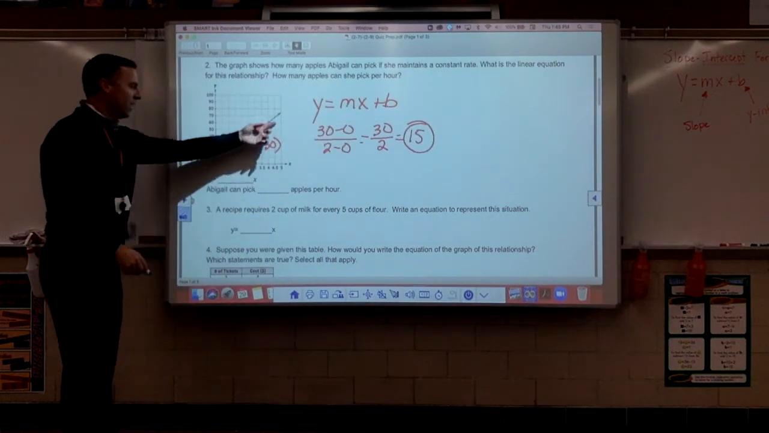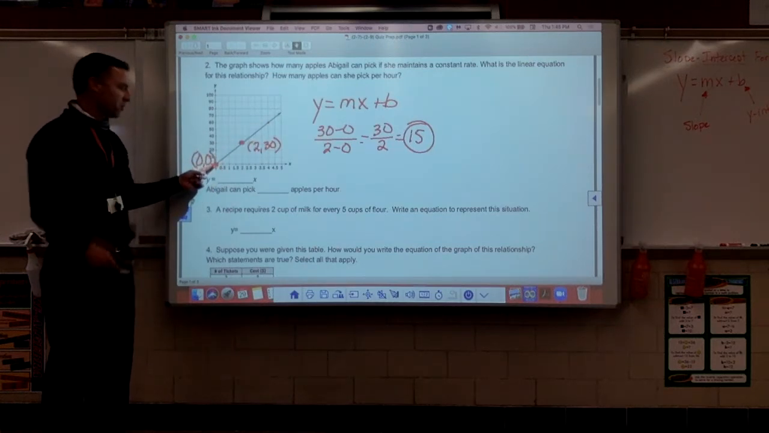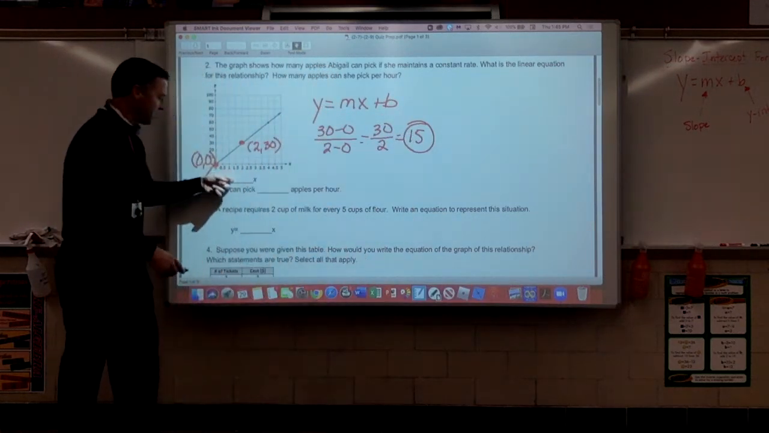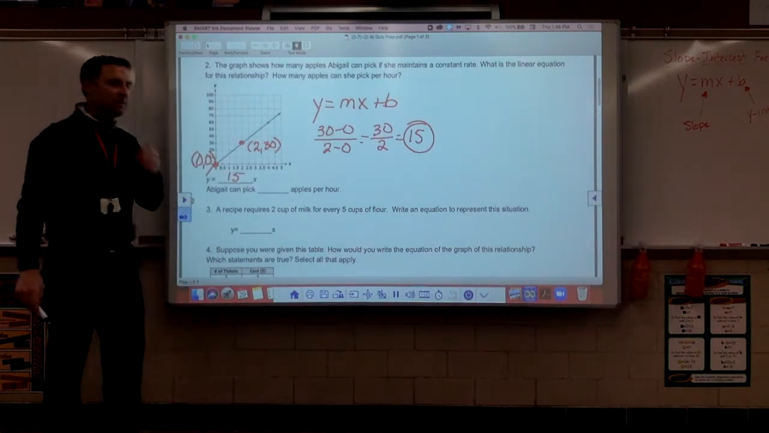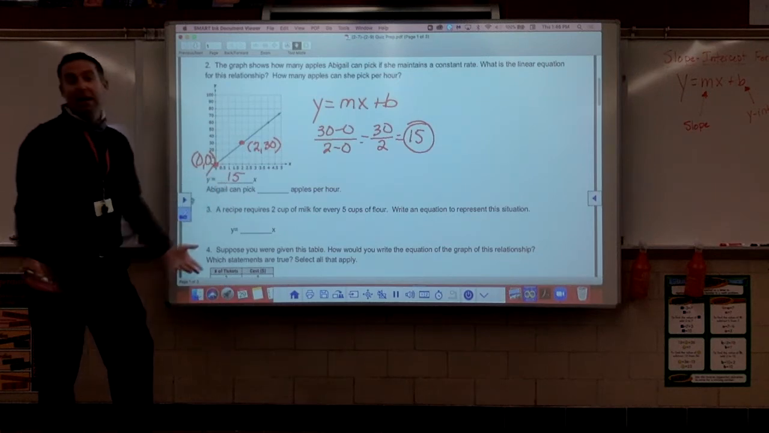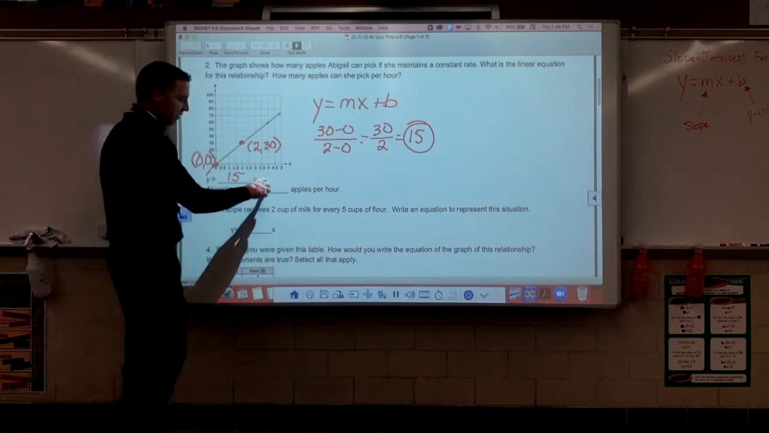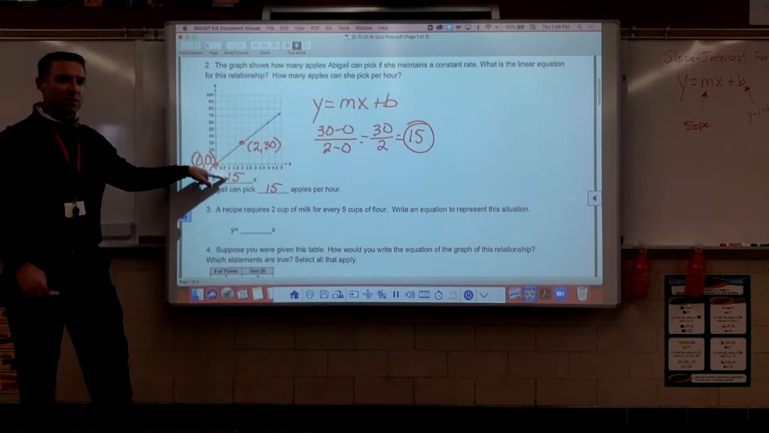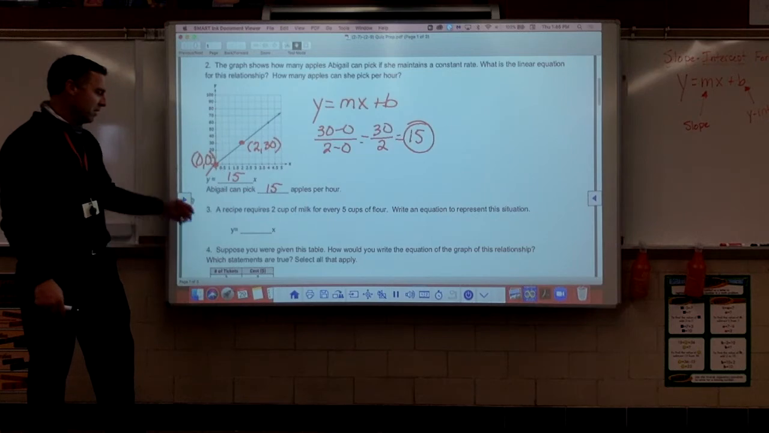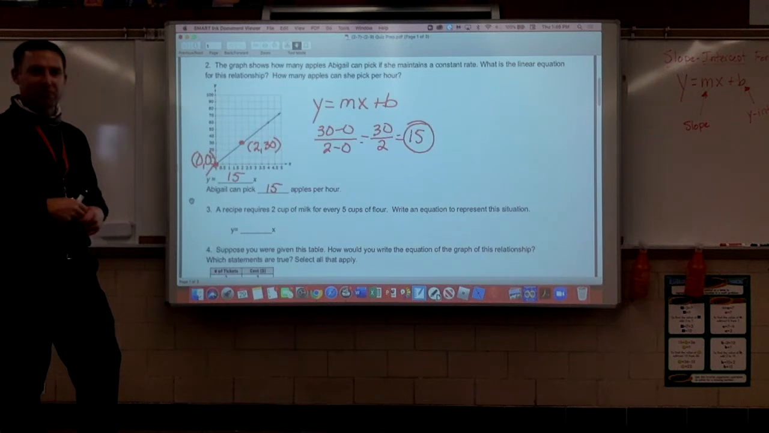Now, is there a y-intercept? Well, yes. Technically, it's 0. This is a proportional relationship. So, writing this linear equation, this is my slope, the coefficient of x. Abigail can pick this many apples per hour. She's not a very fast apple picker. She can pick 15 apples per hour. Remember, folks, we call this our constant of proportionality, our unit rate. It's telling us how many she can pick per hour. Slope.